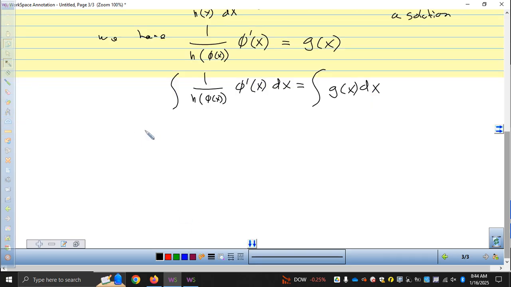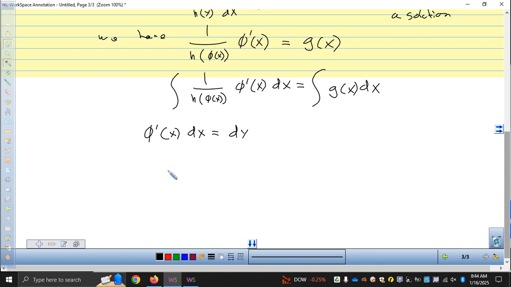But phi prime of x dx equals dy. If we're thinking of our little increments on the x-axis, if dx is a little increment on the x-axis, the amount that we change in the y direction is the slope times the distance we travel along the x-axis. That's going to give us the change in y. And we can prove this rigorously using limits, letting the dx approach 0. This is okay to make this substitution.